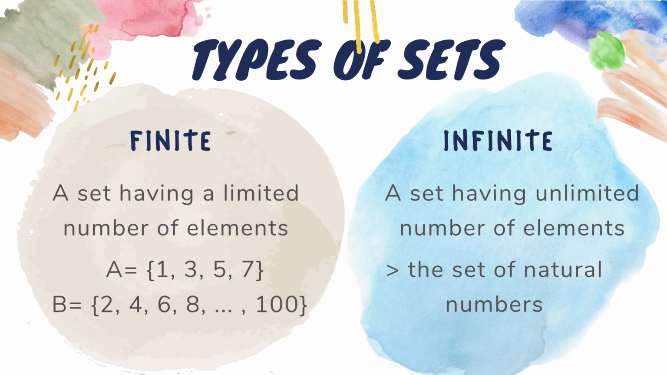An infinite set is a set having an unlimited number of elements. For this set, it is impossible to count and list the elements. This type of set uses ellipses at the end to represent the sets. An example is the set of natural numbers, which is continuous.